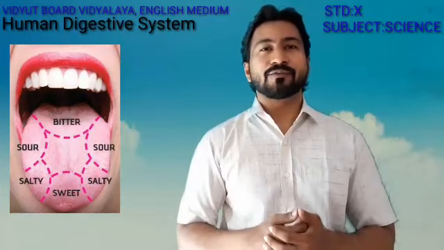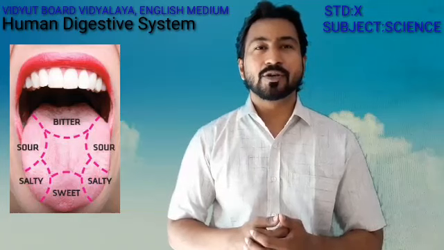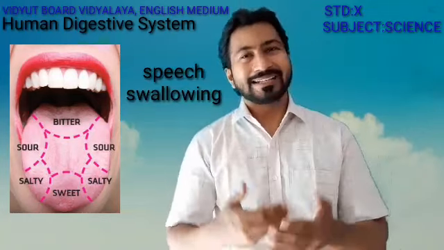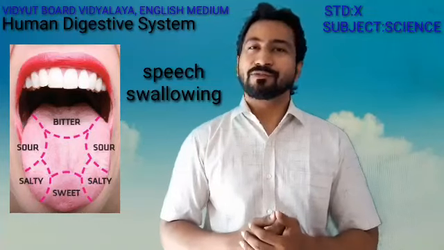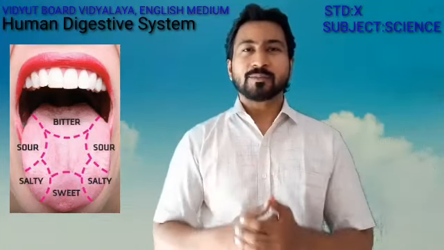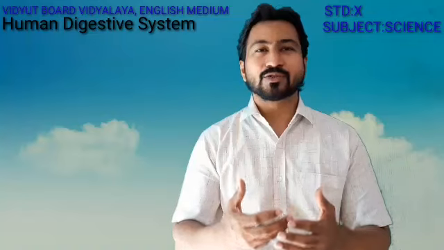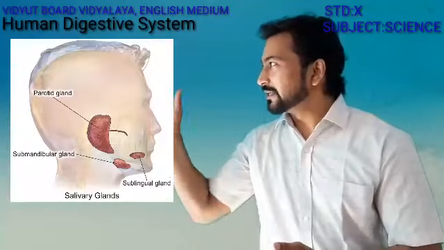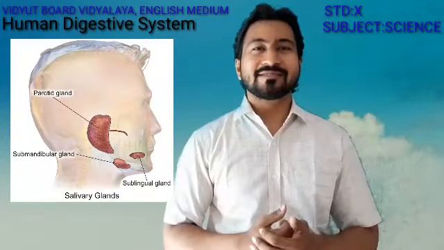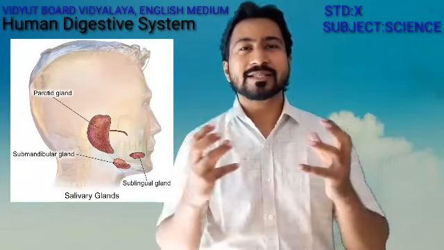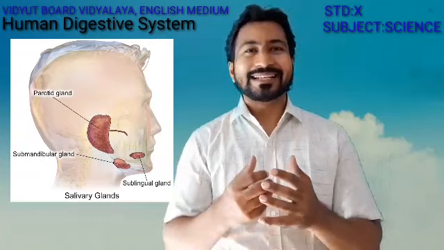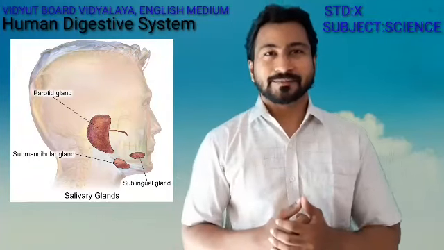The tongue also performs one of the most important functions, speech, and it also helps in swallowing the food. Furthermore, there are 3 pairs of salivary glands. Here in the diagram we can see the salivary glands very well. The salivary glands release a juice, and that is saliva.